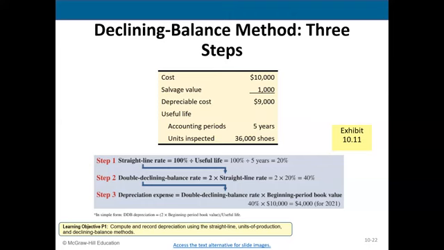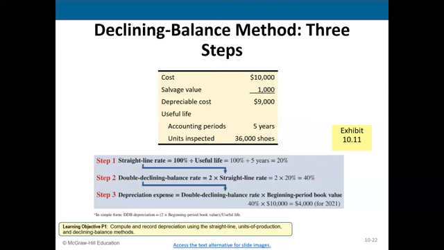Step 1, we take 100% divided by the useful life of the asset. In this case, 5 years. 100% divided by 5 is 20%. So we got 20% per year. That's what it would be for straight line. Make sense?